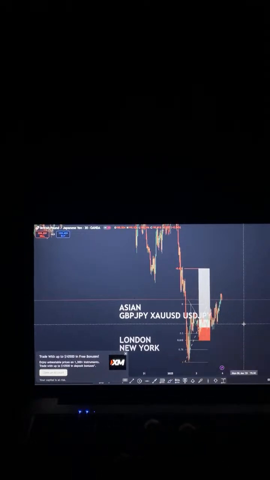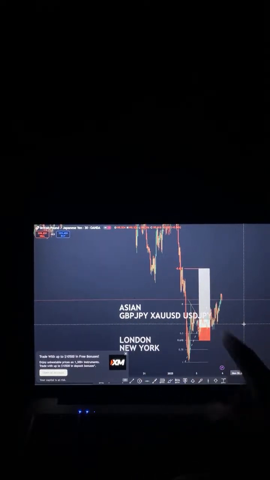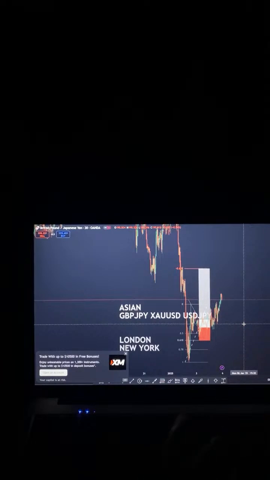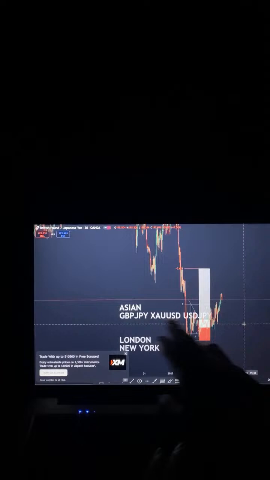What's most important, the one that I personally love trading would be gold, obviously, during Asian session. But I mostly try to trade either GBP JPY or gold. I hardly trade USD JPY during Asian session. I'm not a fan of it, so I rather just leave it. But those are the most preferable instruments to trade during Asian session, right?